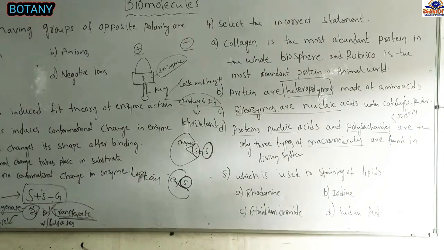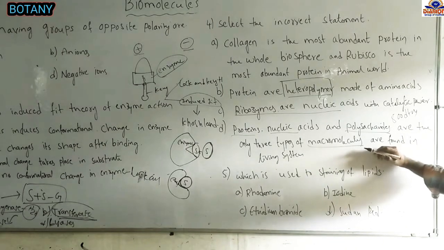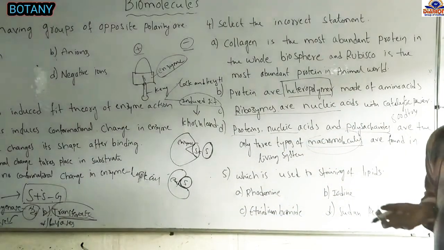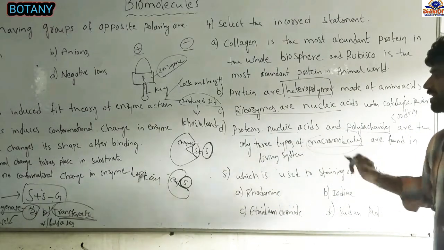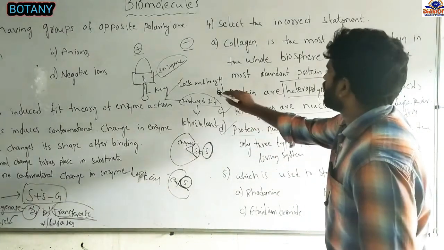Which of the molecules have more than 800 Daltons? Those are all macromolecules only. In the living system, macromolecules are these three types only. Micromolecules are represented as many, but they're mentioned as macromolecules only. So that's why option D is correct. Option C is also correct and option B is also correct.